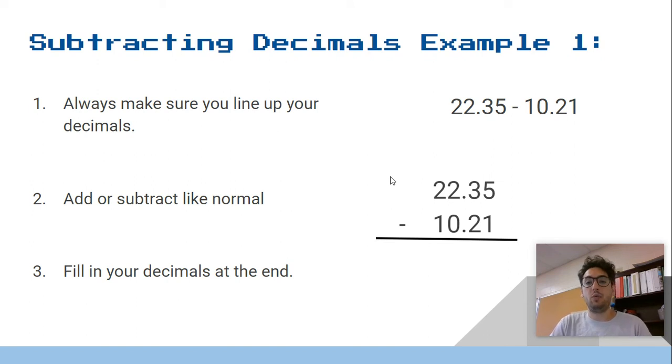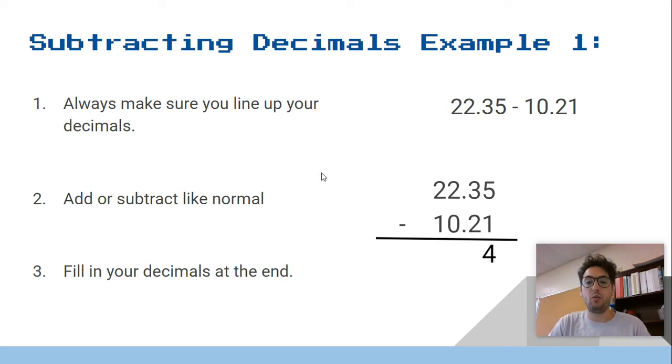Our second example, we've got 22 and 35 hundredths minus 10 and 21 hundredths. So here, it's the exact same thing. Rule one, you've got to line up your decimals. So we're good with that. Check. Then we're going to subtract exactly like we've always subtracted.